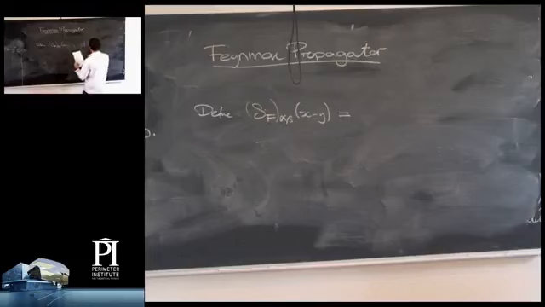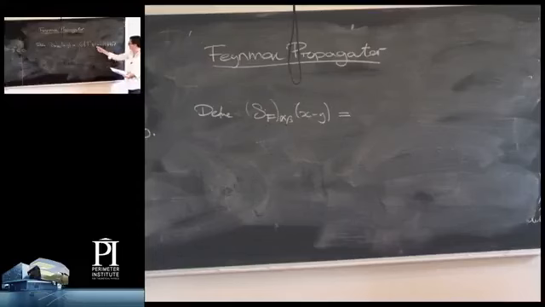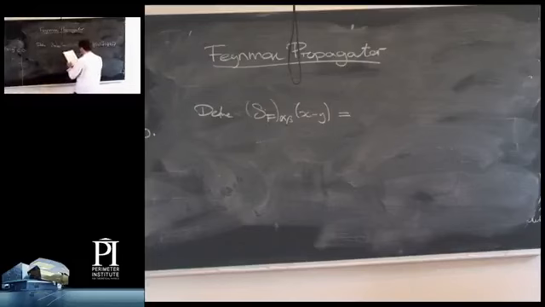I'm going to define the Feynman propagator to be the time-ordered product of psi and psi dagger. And there's a small subtlety in what I mean by time ordering, and the subtlety is this minus sign subtlety.